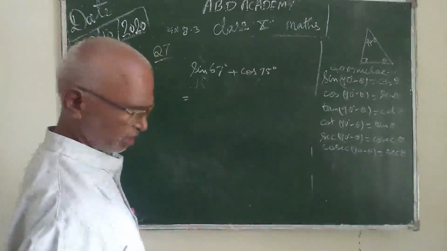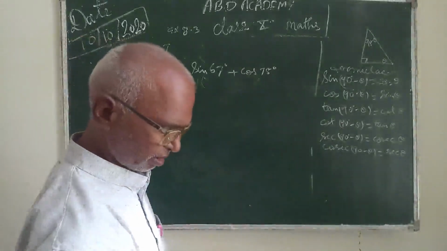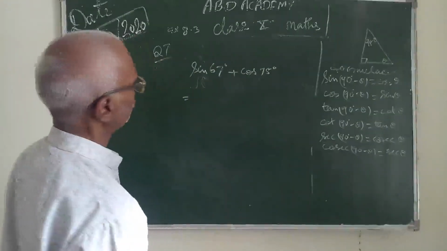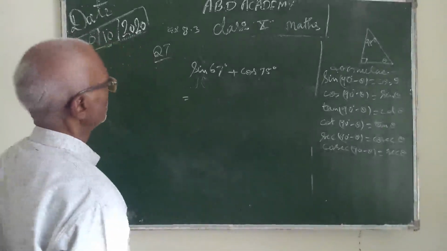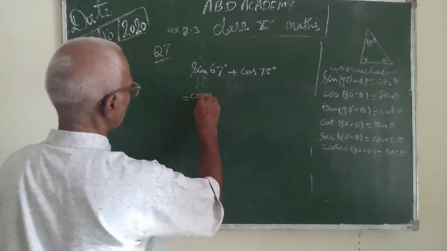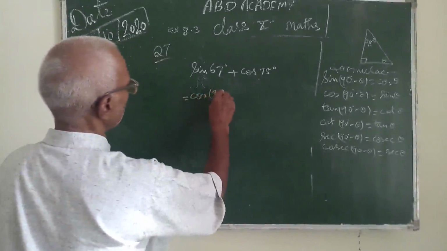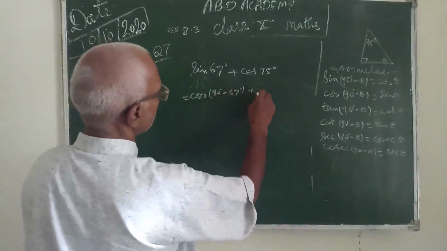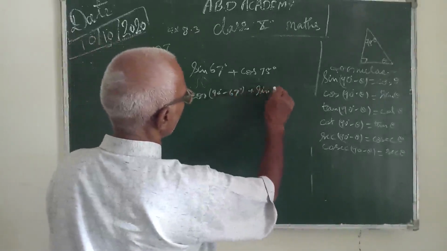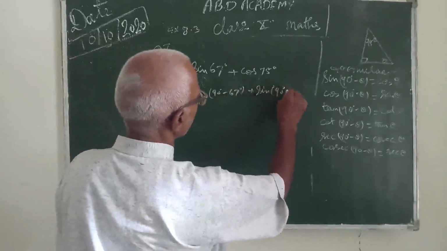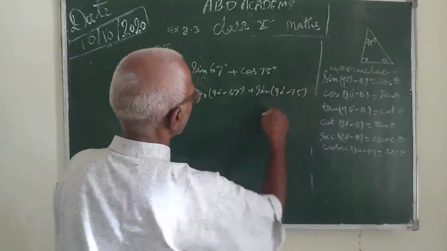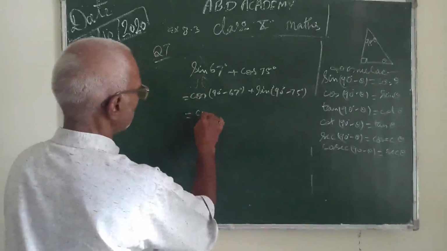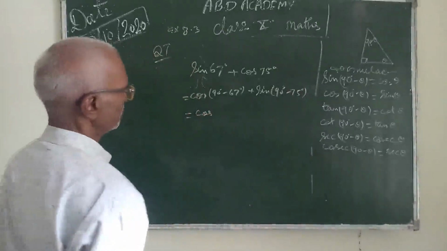It wants us to change it into a sum of trigonometric ratios less than 45. So in place of sin, write cos of 90 degree minus 67 degree, and in place of cos, write sin of 90 degree minus 75 degree. 90 minus 67 becomes how much?